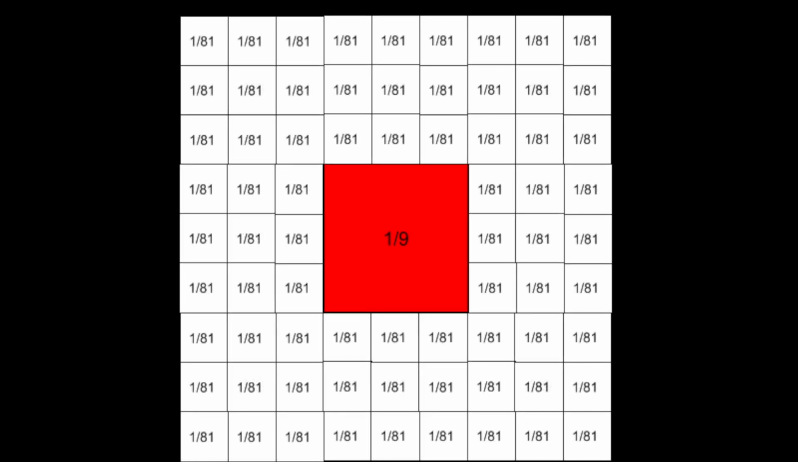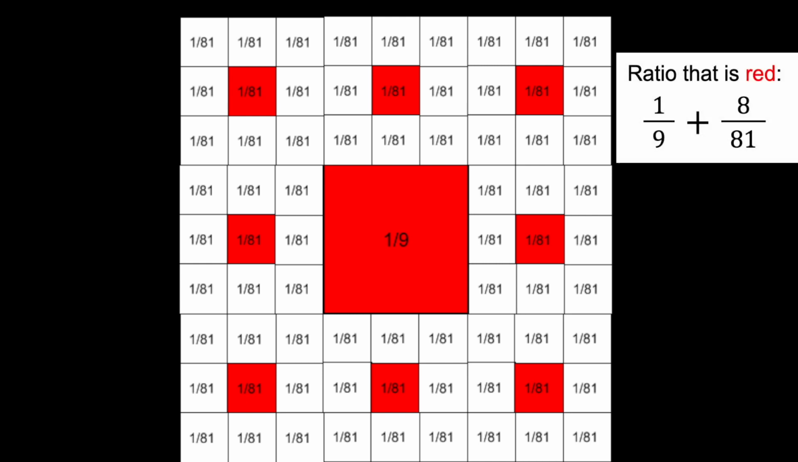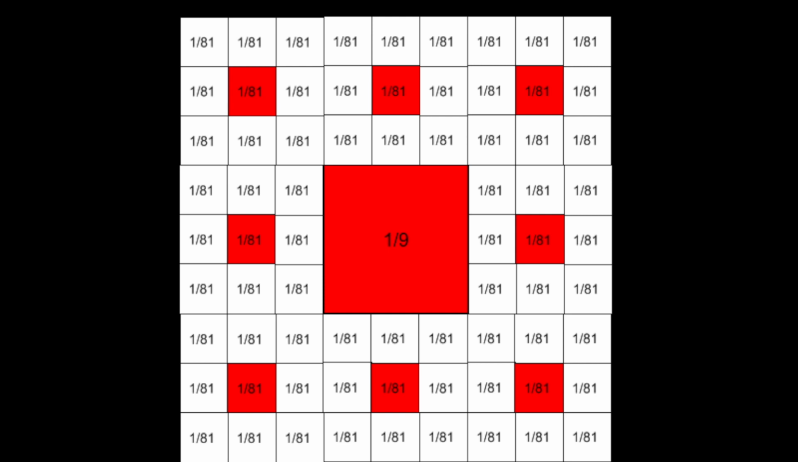So 1/9 divided by 9 is an 81st, so 1/81. And each of these new smaller squares are an 81st of the original square, and we make 8 of those red, so all the center ones. So now we have a 9th plus 8/81 as the ratio of the original square that has turned red.